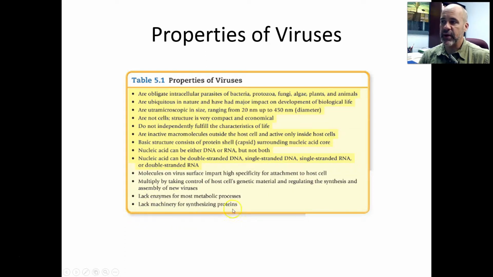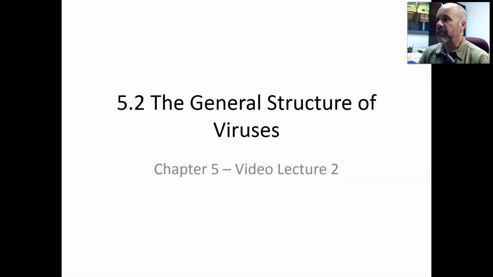Oh, this is key as well. They don't have the machinery for synthesizing proteins. They don't have ribosomes. They don't have tRNAs to escort in amino acids to build proteins. So when they go inside a host cell, one of the key reasons why they need a host cell is so that host cell will read the genes of the viral genome and express those genes, produce the proteins of the virus.